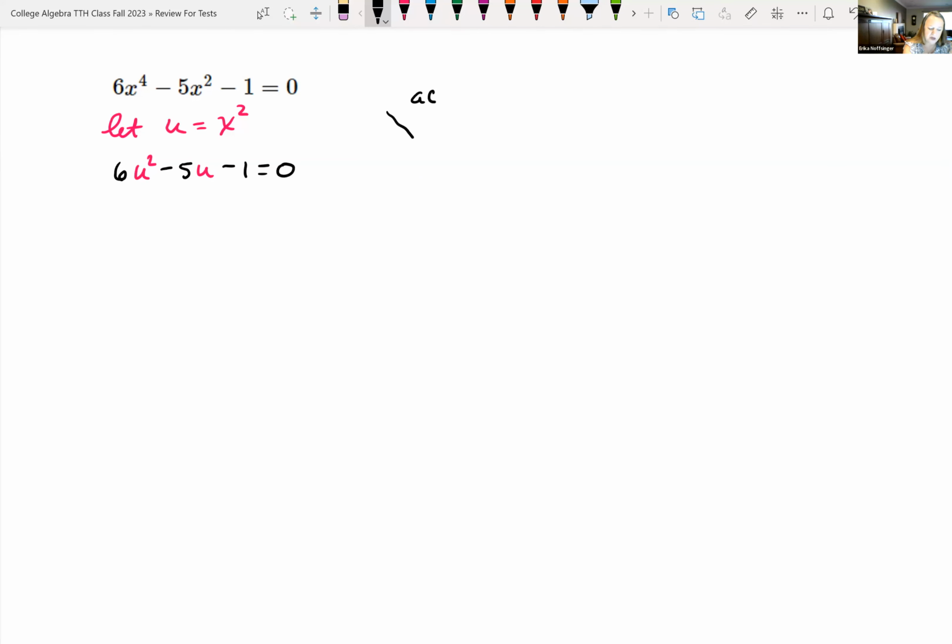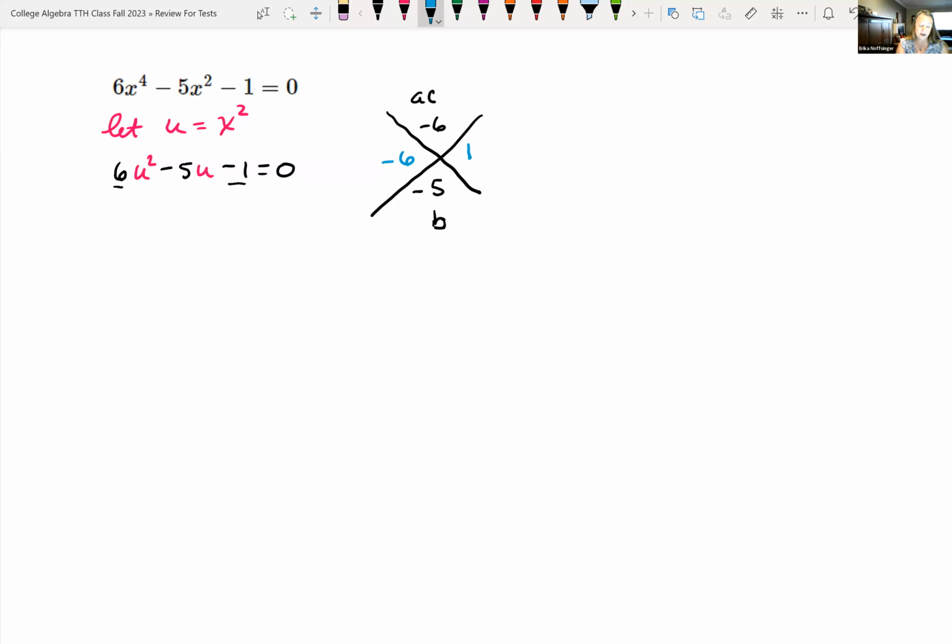So what multiplies to give us a times c that adds to give us b? So A times C is 6 times -1, which is -6, and adds to give us our coefficient B, which in this case is -5. So two numbers that multiply to -6, but add to -5. Well, I know that one needs to be positive and one needs to be negative in order to multiply to give me a negative. And so those two numbers are going to be -6 and +1.